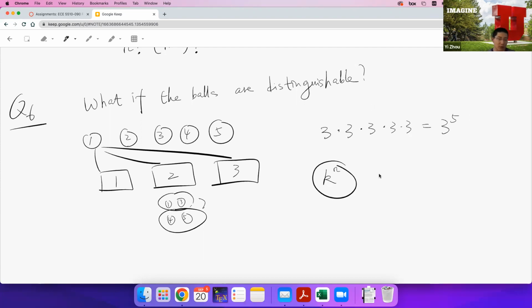In this case, because the balls are distinguishable, we just need to assign the balls one by one. Right.